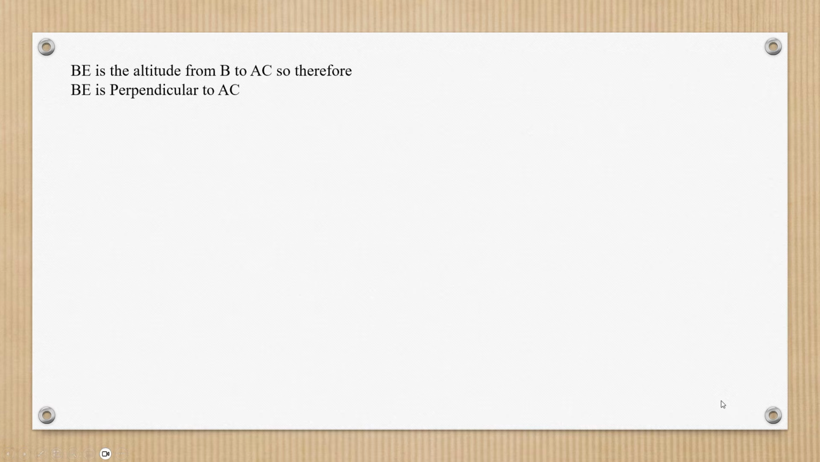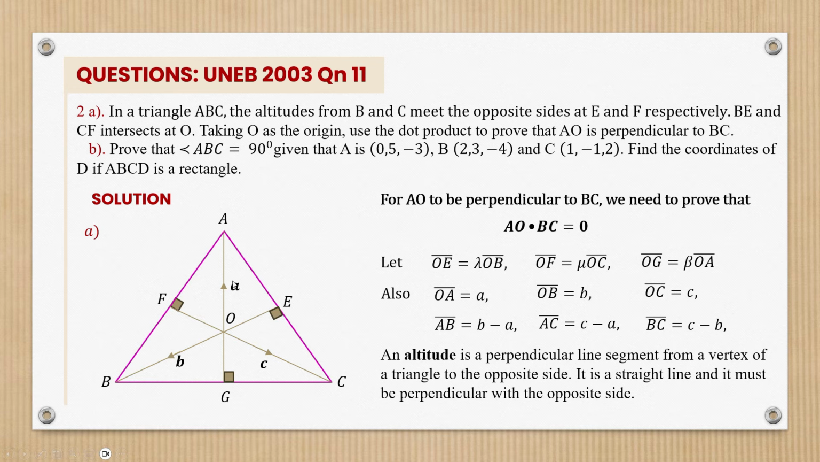Now BE is the altitude from B to AC. So therefore BE is perpendicular to AC. Now, from the dot product, it will actually mean that OE dot AC should be equal to 0. As you can see, OE is perpendicular to AC. So that actually means that these are perpendicular to each other, so that should also meet the rule of perpendicular vectors.